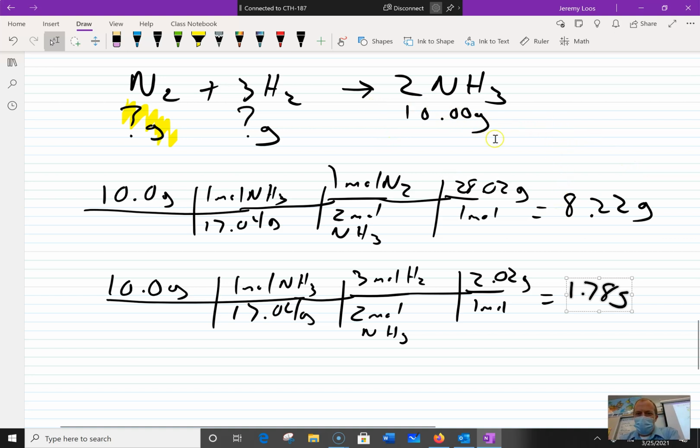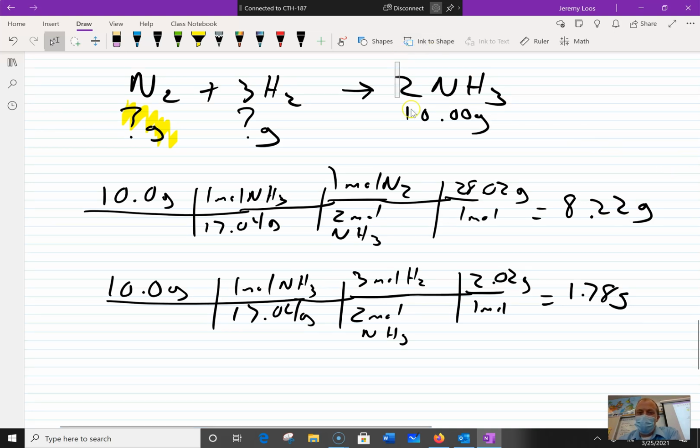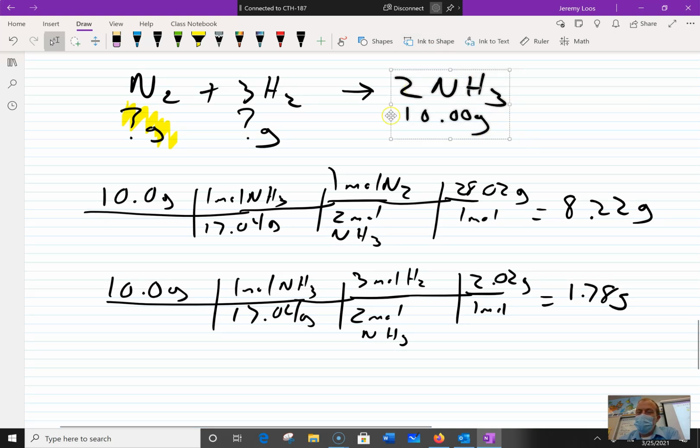Did anyone hit upon, or can you think of another way, once I got this, that I could have got 1.78 without doing all of this again? Go ahead, Caden. Subtract it from 10, yes, exactly. And the reason that works is the law of conservation of mass, and there's only one product. This would not work if there were two products, but there's only one product. So because of the law of conservation of mass, these masses do have to sum to 10.